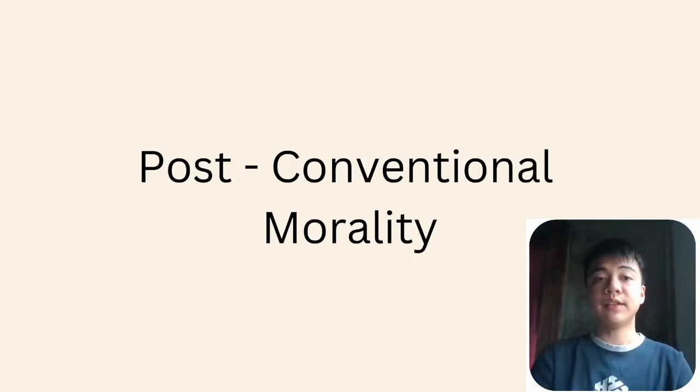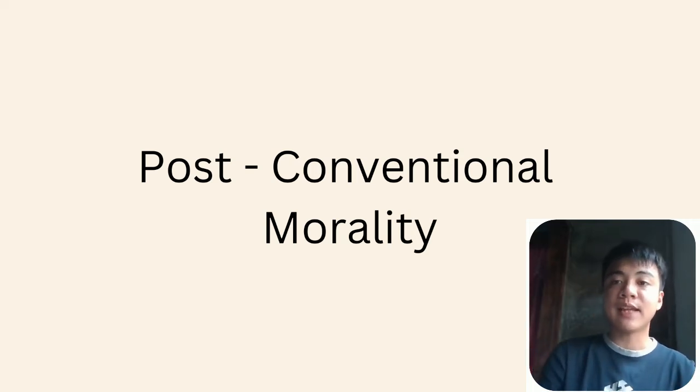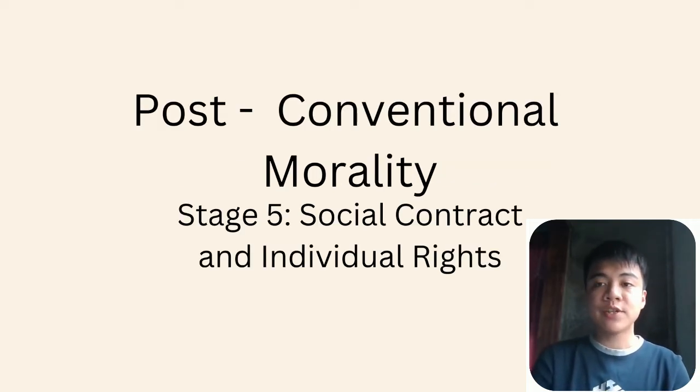And the last level is post-conventional morality. At this level of moral development, people develop an understanding of abstract principles of morality. The two stages at this level are stage 5: social contract and individual rights.